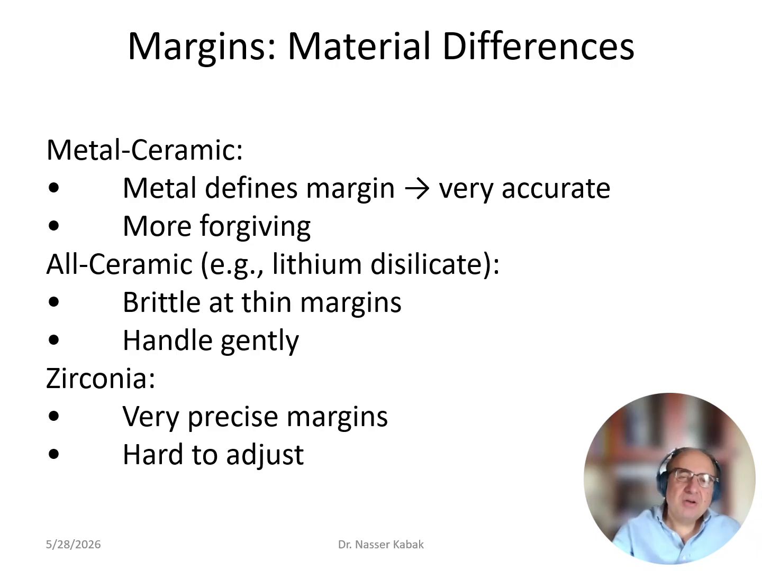The zirconia margins are very precise, but they are also hard to adjust. Zirconia is very hard, and this is why it's a little bit complicated to polish and finish the margins of zirconia crowns. All ceramic restorations, lithium disilicate or even feldspathic, they should be handled very gently because chipping might occur, and we might need to refabricate the crown again.